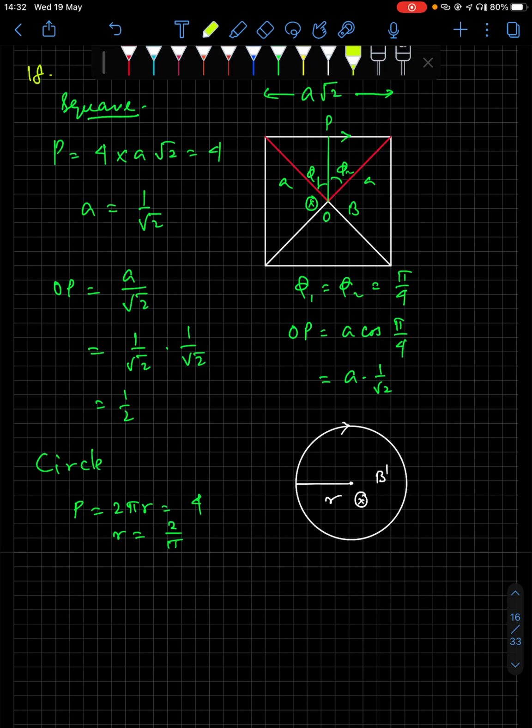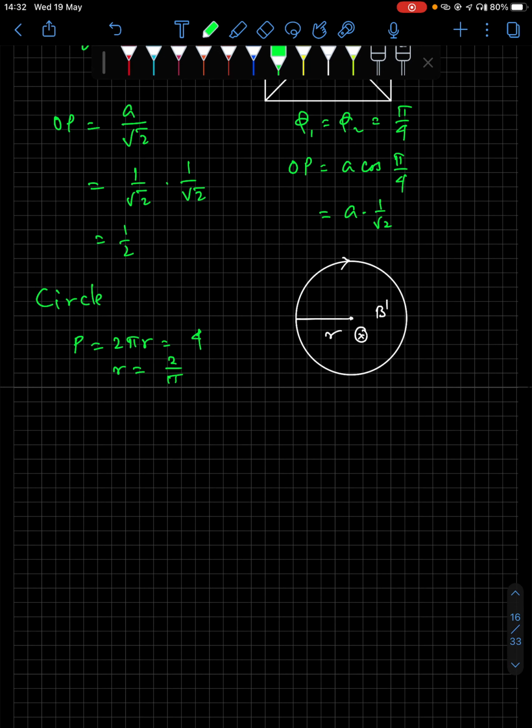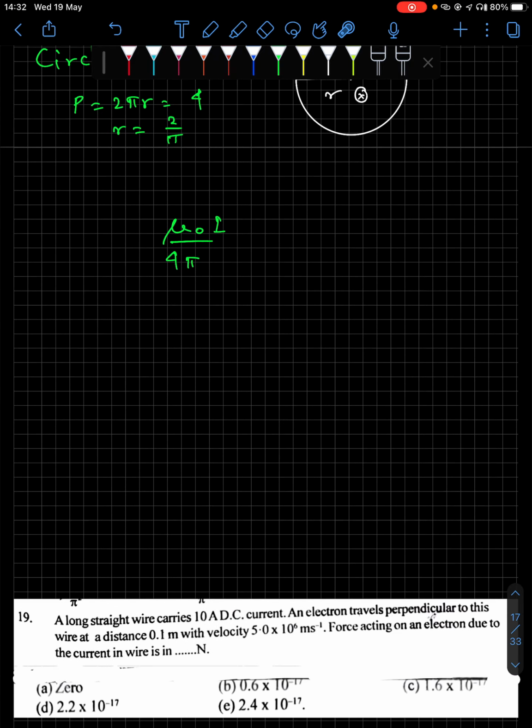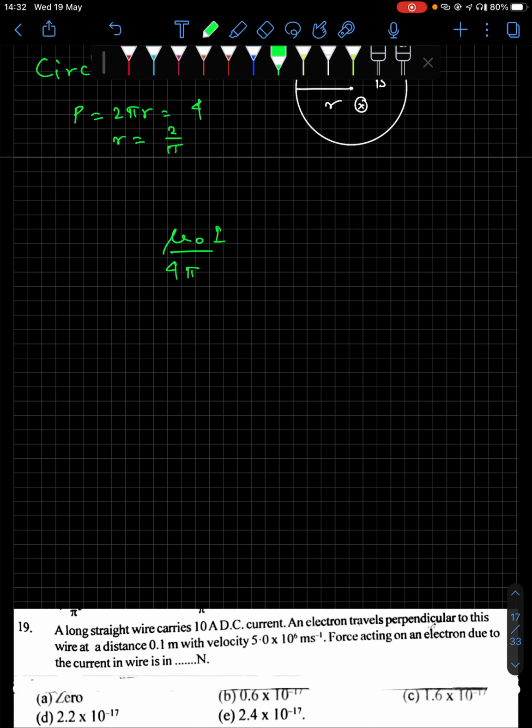So the magnetic field relation was B, mu naught I by 4 pi perpendicular distance. Now in this case the perpendicular distance is what? If this is A, this is pi by 4, this is 45 degree, then this will be A cos pi by 4, this will be A sin pi by 4. However, we don't need that. We need this perpendicular distance. This is A cos pi by 4. So I'm writing down in the denominator 4 pi A cos pi by 4.